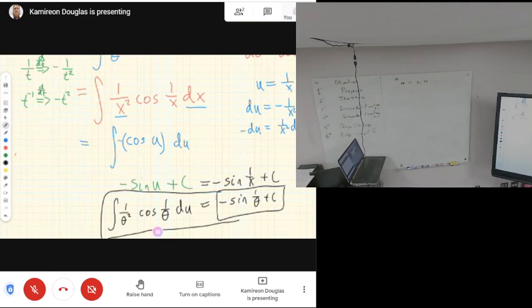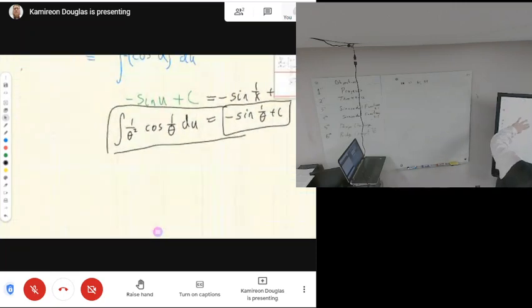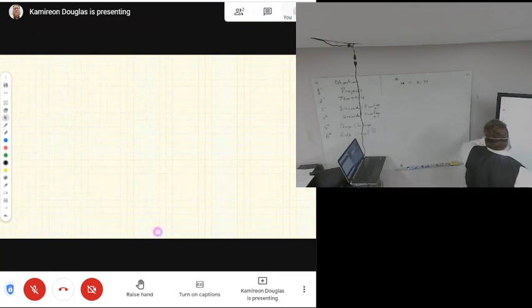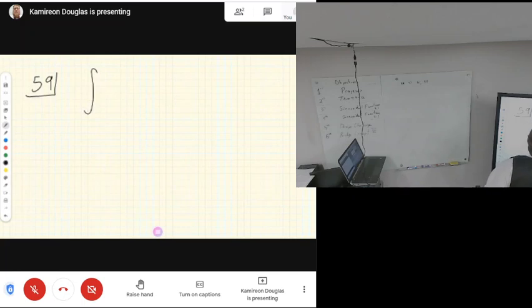So that was 51 and 59. Was that 51? I think that was just 51. Okay, well, let's do 59. This one's more fun. I'm glad you chose it. Integral of cotangent squared of x dx.